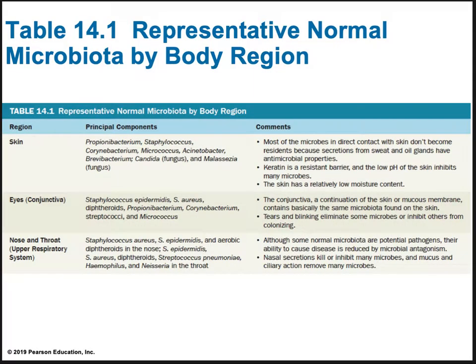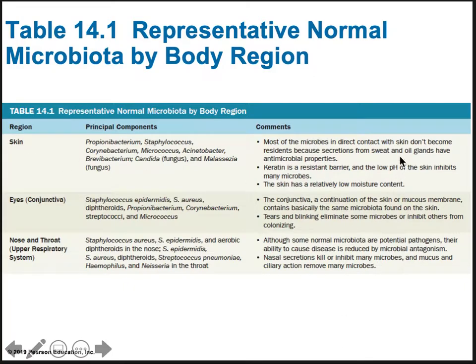This just goes into a little bit more detail of what I've been saying, and it gives you some specific examples of organisms that are commonly found on the skin, in the eyes, in the nose and throat. It'd be good for you to memorize a couple examples. It'll come up later. When we do our survey of bacteria, you're going to have to memorize all sorts of bacterial names and diseases as well.